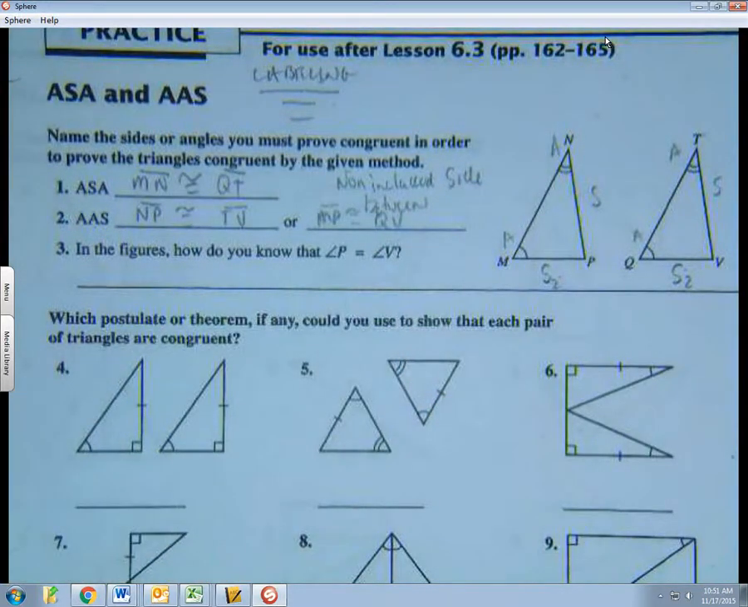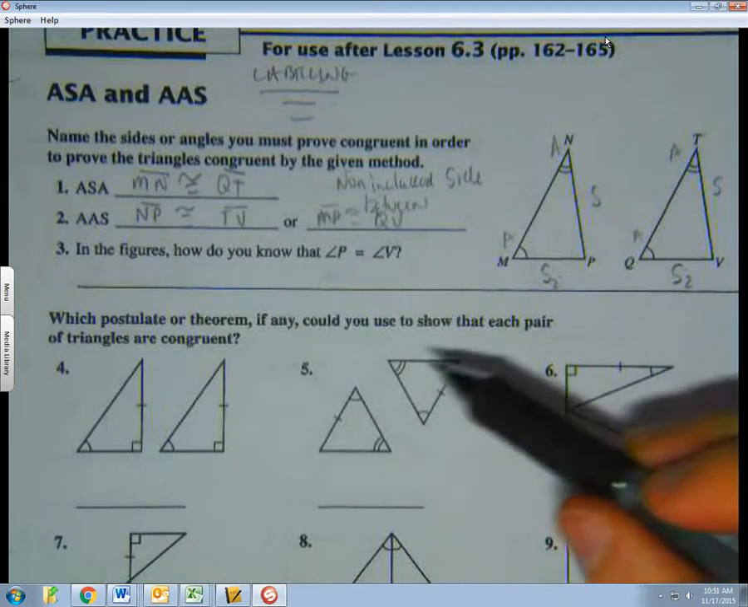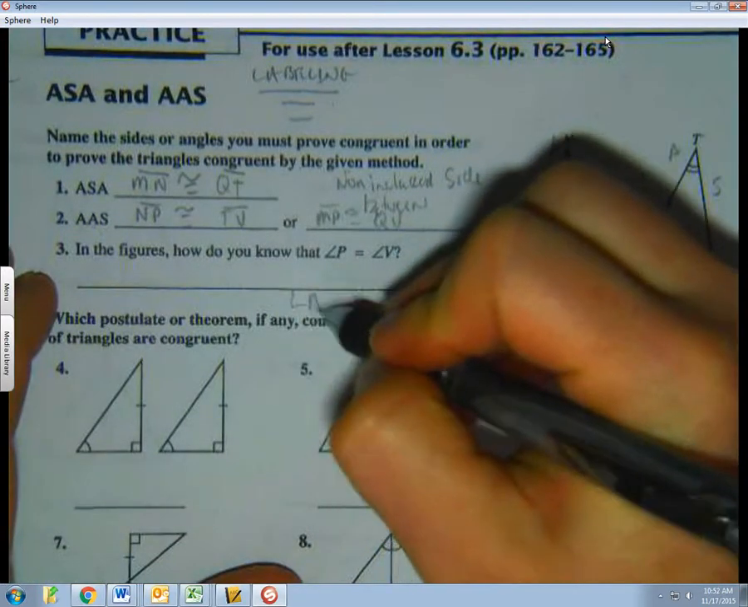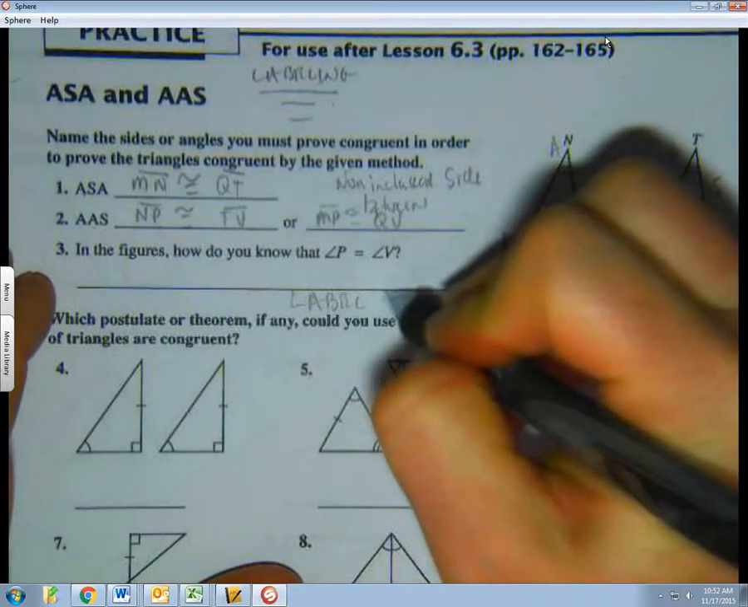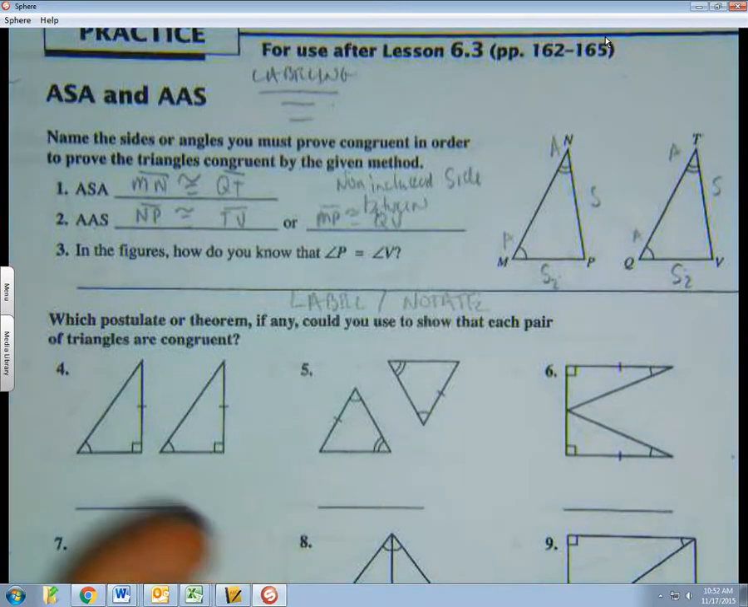All right, so that's basically it, and I think that's the harder one of these. So make sure you have that, and let's move on down here. So again, labeling, drawing is huge. Okay, label, notate, write down what you know.